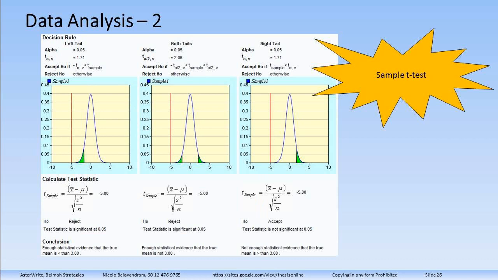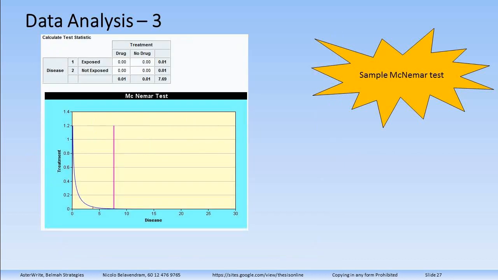Output includes numerical values, test results, example HO is rejected, and conclusions, example enough statistical evidence that the true mean is less than 3, and very interesting graphs. You can see a sample t-test here. You can now see a chi-squared test, example McNemar test.